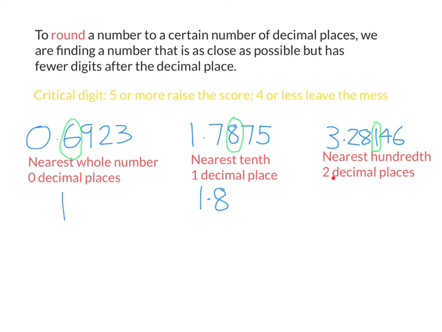I'm going to round this number to 2 decimal places. So now my critical digit is 4 or less. So because it's 4 or less, I'm not going to increase this one by 1. I'm just going to leave it and chop all these numbers off. So I'm just going to write 3.28 to 2 decimal places and leave the mess 146. I'm just going to get rid of it. So this number, 3.28, is closer to this than 3.29 would be. That's why I didn't raise this to a 9. So 3.28 is the closest number with 2 decimal places to this number here. We're just finding numbers that are very close, but a lot simpler to work with in each case.